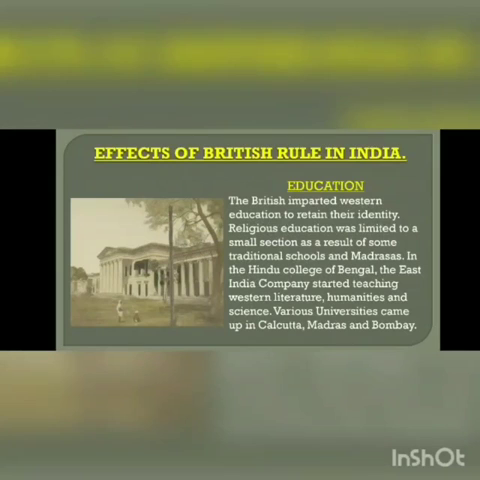Education. The British imparted Western education to retain their identity. Religious education was limited to a small section as a result of some traditional schools and madrasas. In the Hindu College of Bengal, the East India Company started teaching Western literature, humanities and science. Various universities came up in Calcutta, Madras and Bombay.